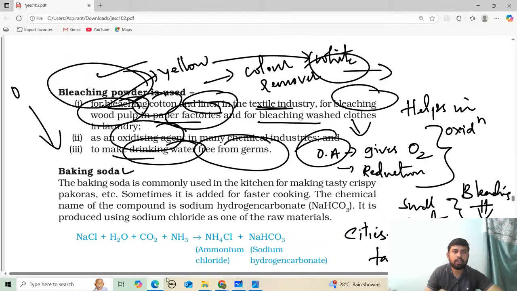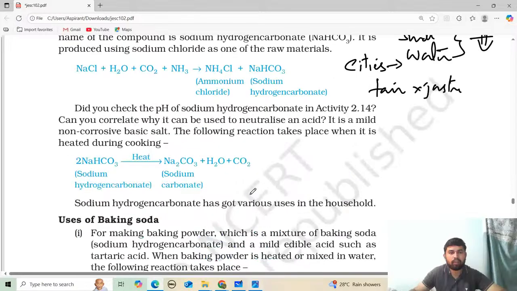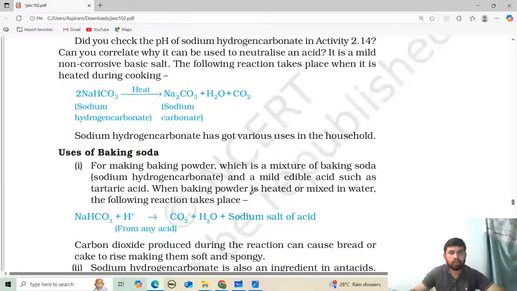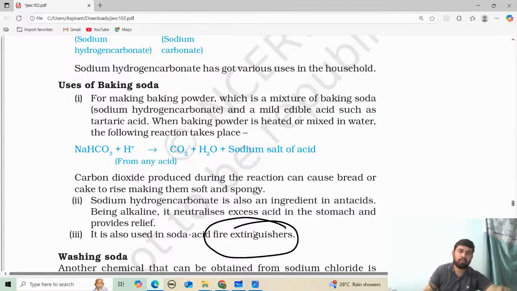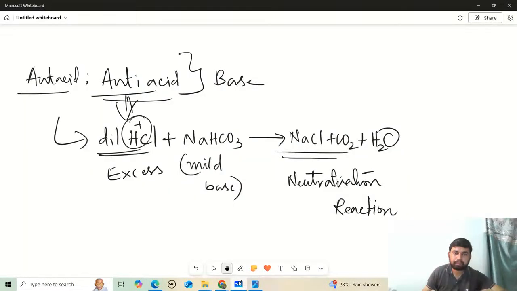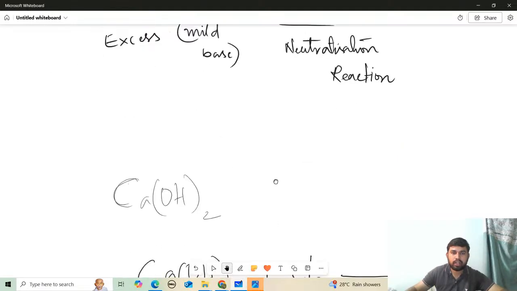Come to the third use. What is the third use of baking soda? You can see here, the soda acid fire extinguisher. How does this soda acid fire extinguisher work? Try to understand it.